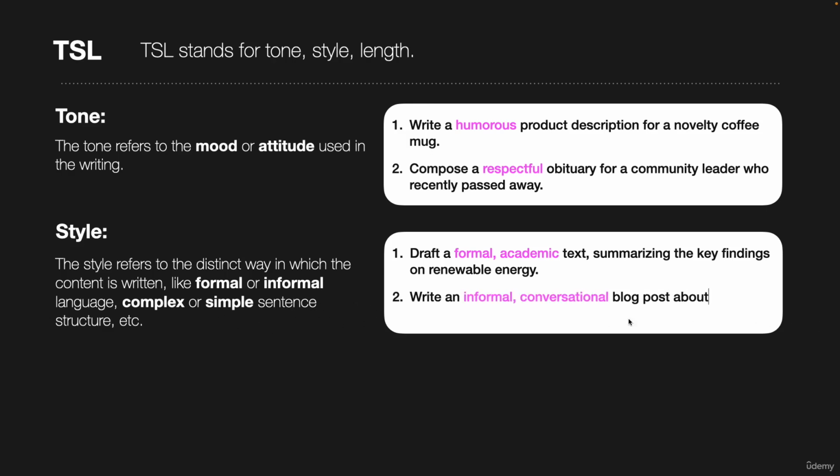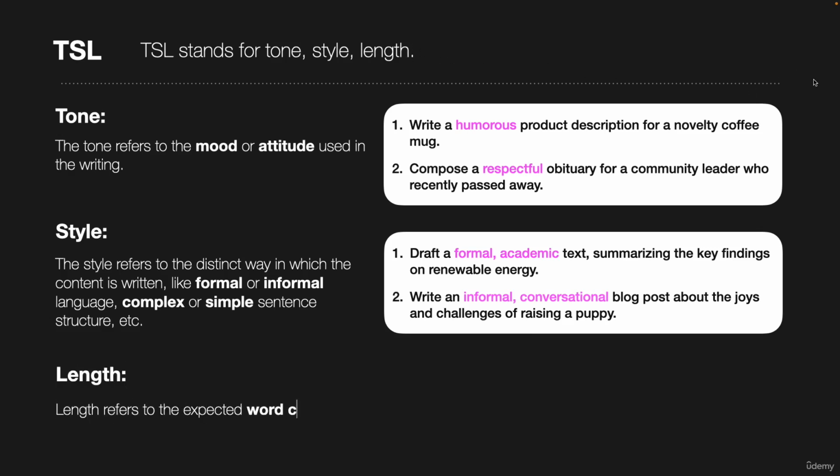So let's look at another example. Write an informal or conversational blog post about the joys and challenges of raising a puppy. Okay. Let's go for the last one, which is length, which I think more or less it's obvious, and we had this example before. When we say length, we are talking about the word count, or I think it's better when you are talking to ChatGPT, instead of word count, use token count.